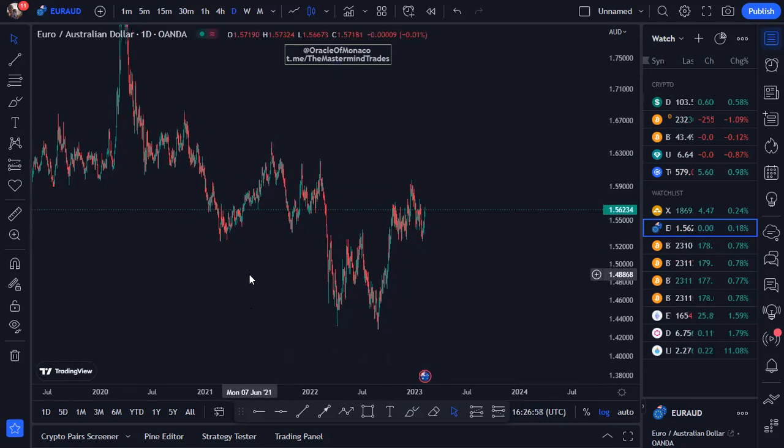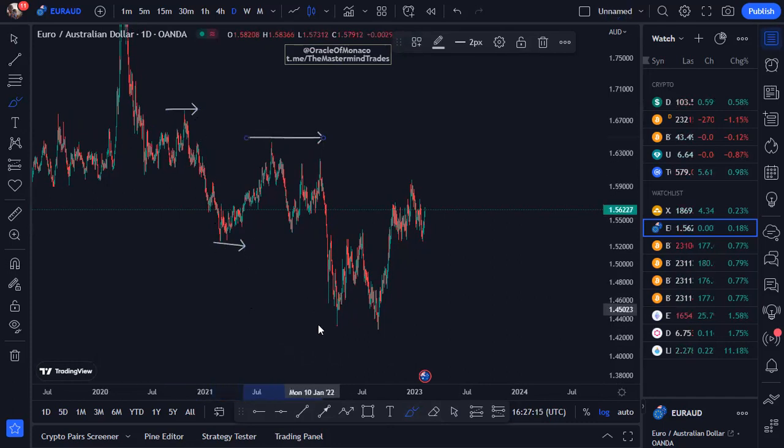Now, coming to look at this, this is the price chart for Euro against Australian dollar on the 1 day chart. By merely looking at this, we could easily say this is an overall downtrend because you can identify clear lower highs and lower lows. This is what makes up a downtrend.